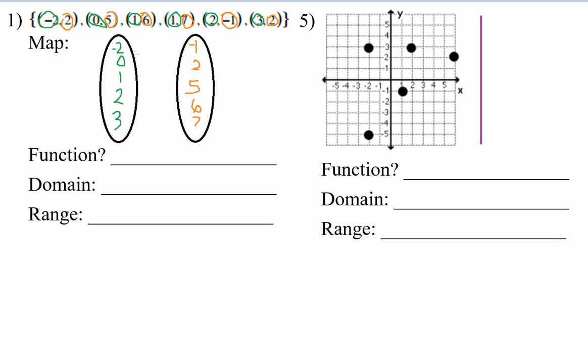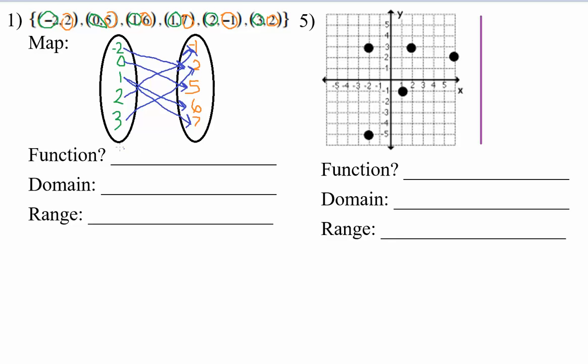So -2 is assigned to the 2, 0 is assigned to the 5, 1 is assigned to the 6, 1 is also assigned to 7, 2 is assigned to -1, terrible arrow, I apologize about that, and 3 is assigned to 2.